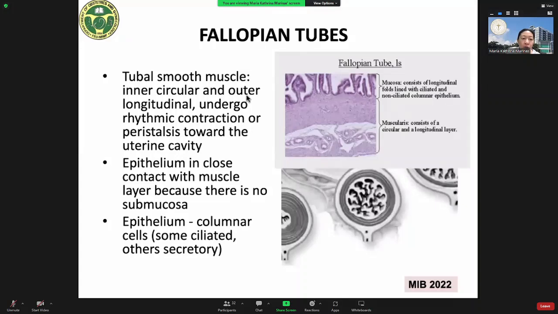Fallopian tubes are composed of tubular smooth muscle, the inner circular and outer longitudinal, and they undergo rhythmic contraction or peristalsis towards the uterine cavity. Very important, the contractions are towards the uterine cavity. So when there is ovulation, it propels the ovulated egg from the ovaries towards the uterine cavity.